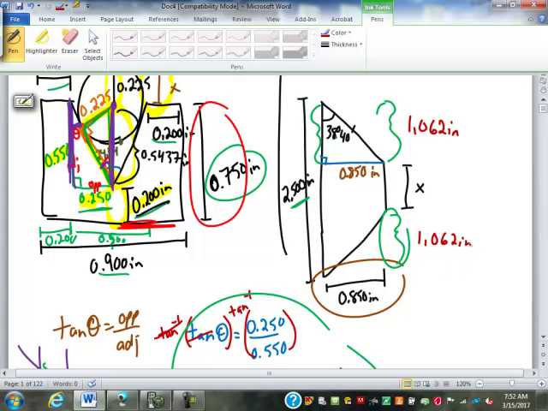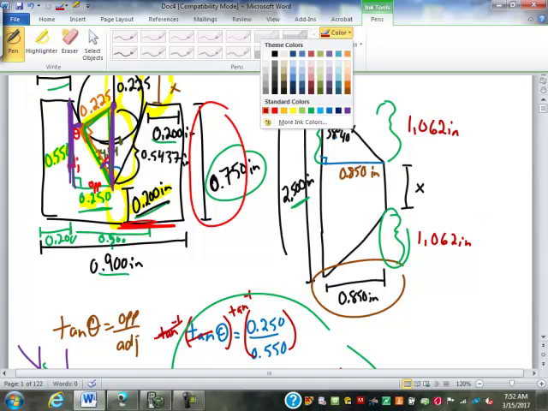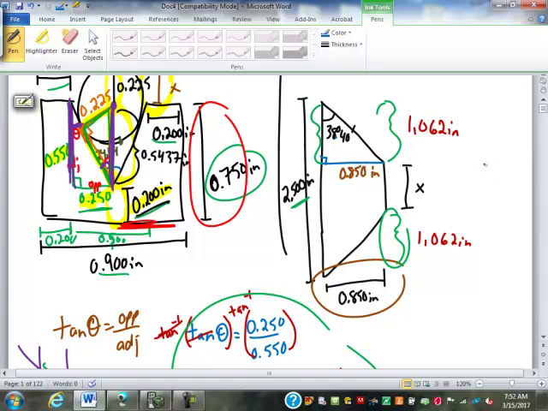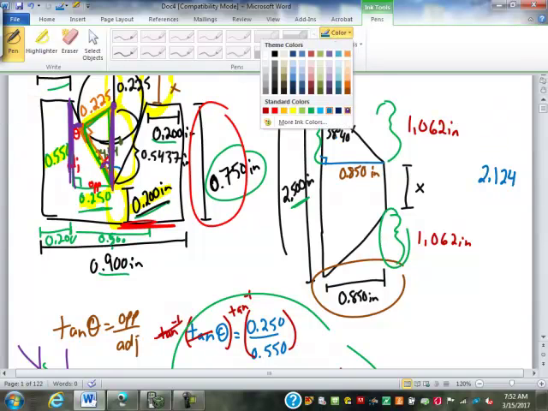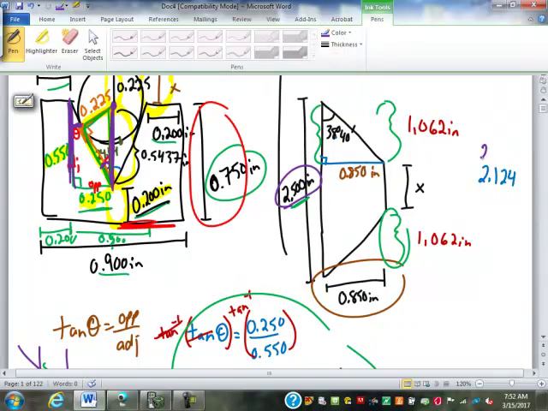Good point. We had to assume this was symmetrical. Otherwise, there's no way we could do it. So we combine those. That's 2.124 subtracted from the 2.5, which is 0.376 inches. So X is 0.376.